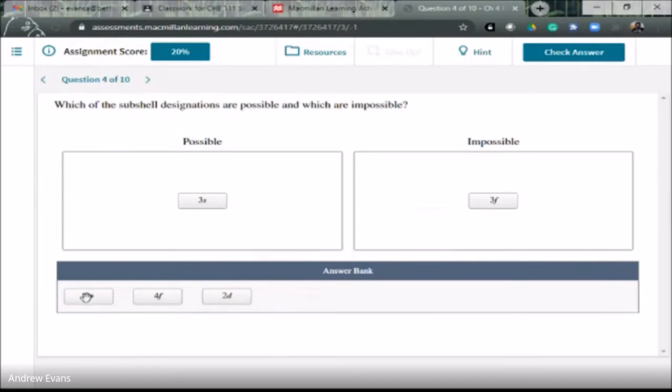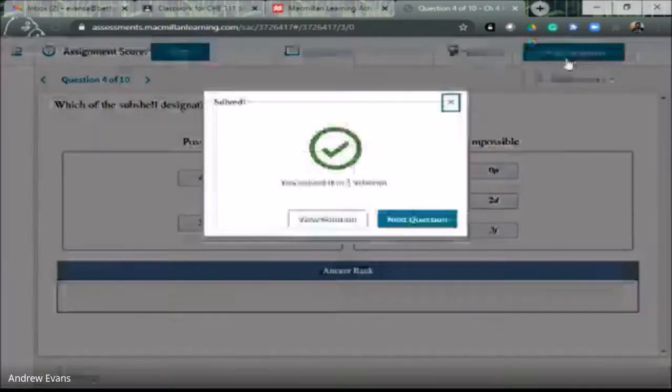Another one, 0p. Are there any energy levels of 0? No, just as there's no row 0. 4f is possible. But 2d is impossible, for the same reason that 3f is impossible: if you're on row 2, you have available only the s and the p orbitals. And so 2d is impossible. And that's what that means.